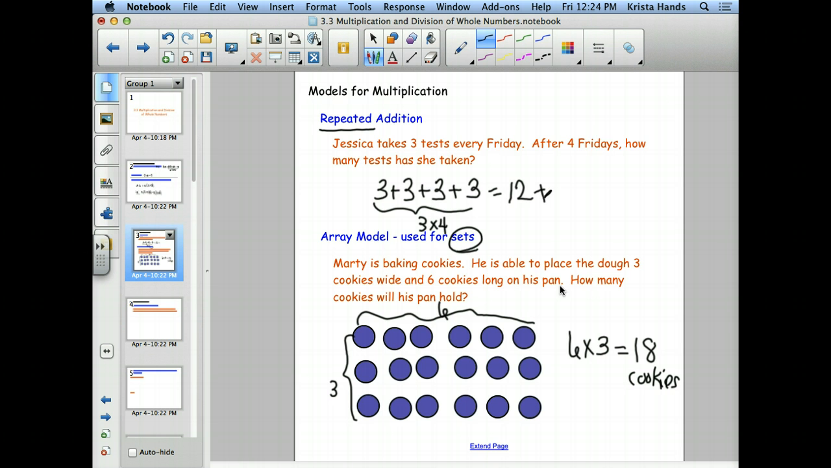This was 12 tests, by the way. So we have 18 cookies from an array model. It's not a repeated addition description, right? It's not like I made 3 cookies today and 3 cookies tomorrow, 3 cookies on Saturday and 3 cookies on Sunday. It didn't do that, because that would be repeated addition. This is an array. I've got a physical picture that looks like this going on.